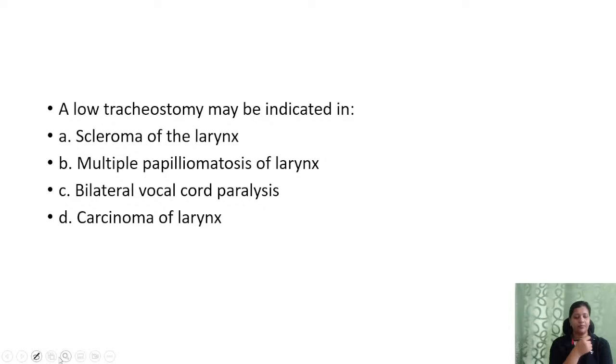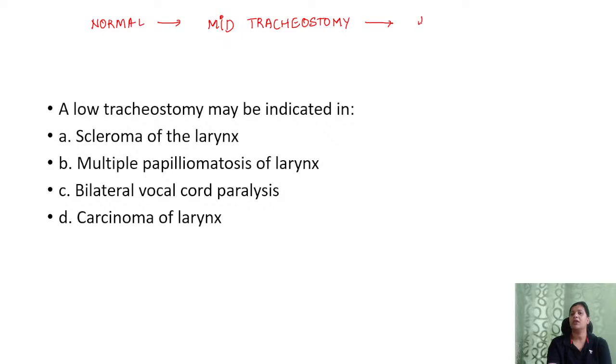Okay, so let me answer to you. What is normal tracheostomy? What kind of tracheostomy do you do normally? Normal is your mid tracheostomy. So normally you will do a mid tracheostomy. What is mid tracheostomy? If you do a tracheostomy between the second and the fourth tracheal ring, you will call it mid tracheostomy.